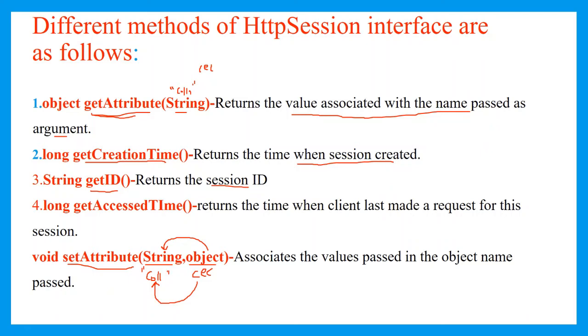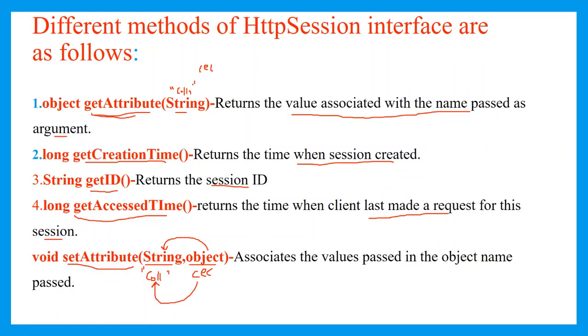getLastAccessTime. The getLastAccessTime method returns the time when the client last made a request for this session. Suppose I have logged in and made a request at 10 o'clock, and I made one more request at 10 o'clock 2 minutes, after 2 minutes. That is the last access time, which is obtained by using getLastAccessTime. Similarly, I can also assign a time limit to the page. These are the different methods which are available in the HttpSession interface.